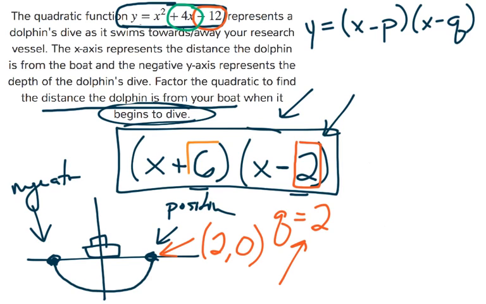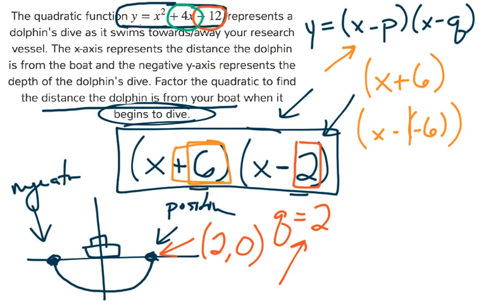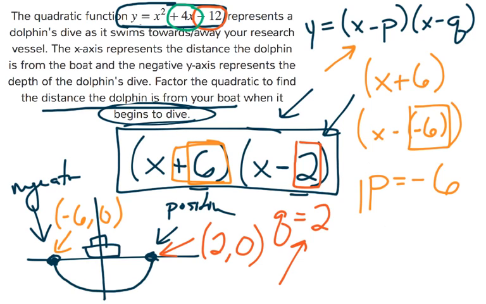Well, in this case, it's x plus 6. So I can't just pull the 6 out. I have to pull that plus with it because it should be x minus p. And remember, x plus 6 is the same as writing x minus negative 6. So in this case, our p is negative 6, which gives us our point down here at negative 6, comma 0, right there. They want to know how far the dolphin is from your boat. It would just be negative 6 right here.